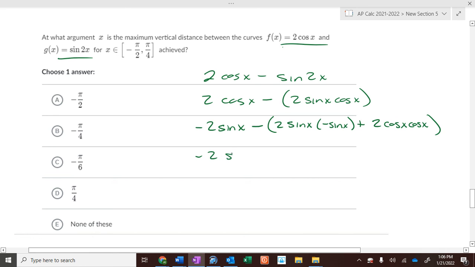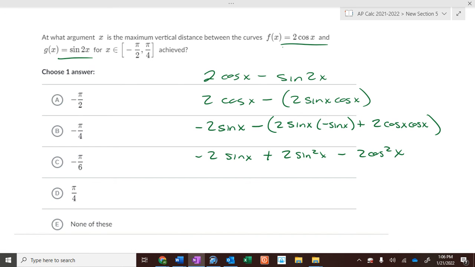So it's negative 2 sine of x plus 2 sine squared of x, because minus a negative is plus positive, minus 2 cosine squared of x. But what do we want? We want them all to be the same. Distribute this minus sign in front of the parentheses through the parentheses, because this minus sign was here. If I multiply this minus sign times this one, it becomes a plus. Multiply this minus sign times this plus, it becomes a minus. Okay, so we need them all to be the same trig function.